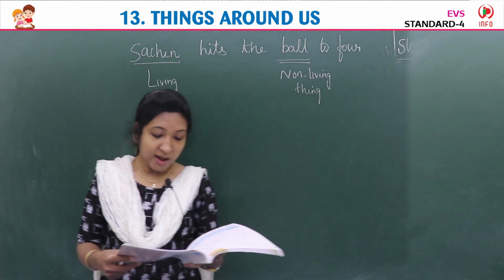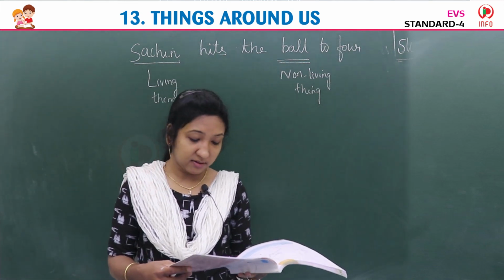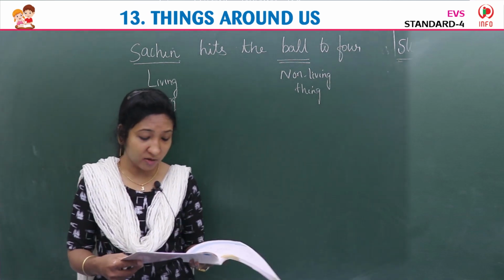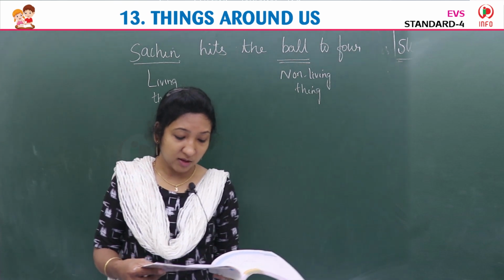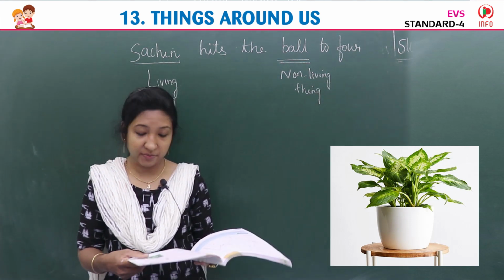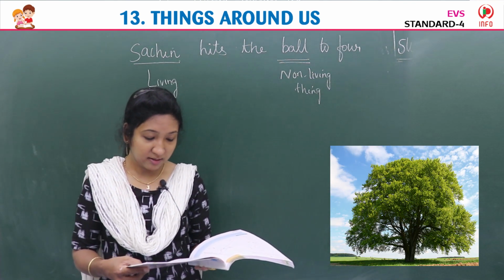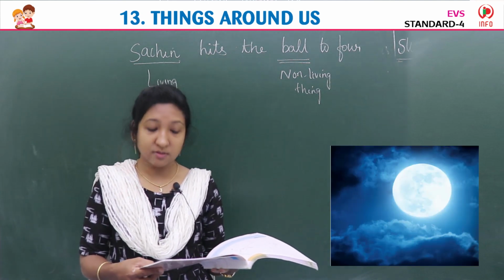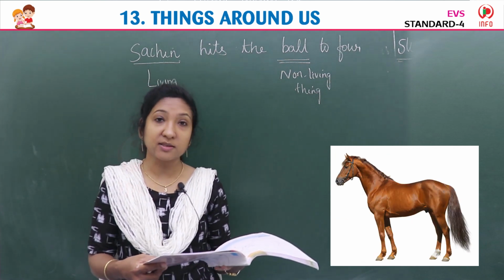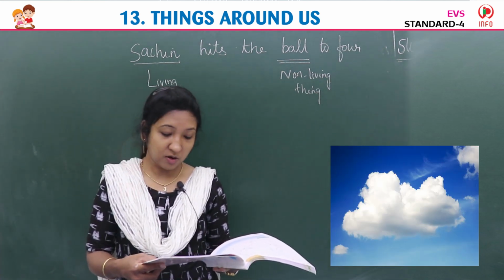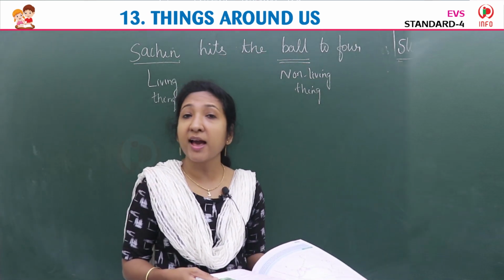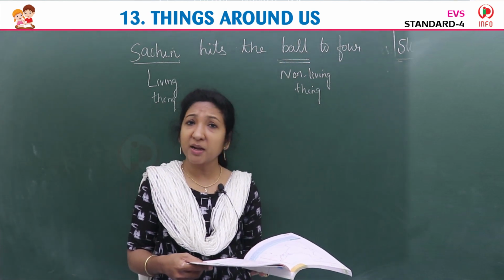Okay. Now coming to the natural things, the things which occur in nature. They are called natural things. The common examples of natural things are plants, trees, sun, moon, stars, dog, horse, clouds, rocks, etc. These are the things that are in nature itself, so they are called natural things. They are not made by man, isn't it?